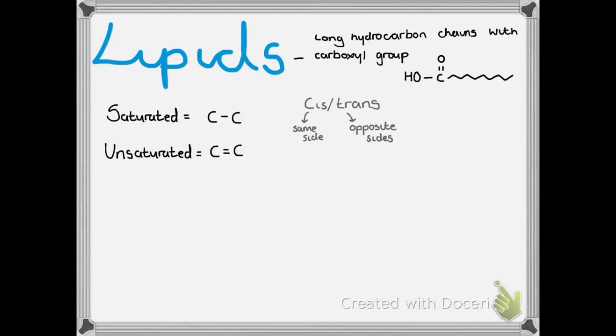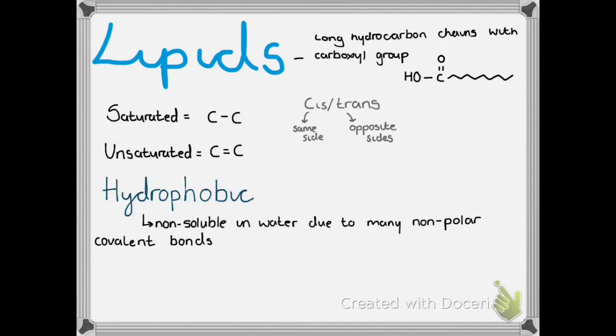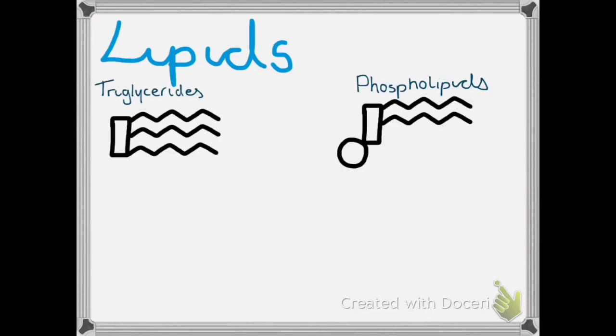One thing I am going to mention about these hydrocarbon chain tails is that they're hydrophobic. That means water hating. So because of the many non-polar covalent bonds within them, they actually repel water and are non-soluble in water, but they are soluble in organic solvents. 2 types of lipids I'm going to talk about are your triglycerides and your phospholipids.